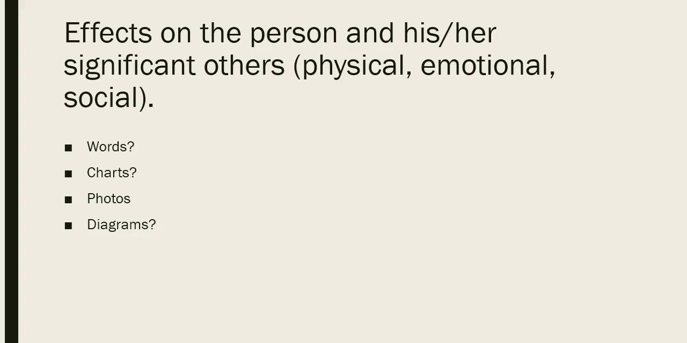The next part of your paper, and possibly of your slide presentation, is the effects of the disease or condition on the person and his or her significant others. And you should be talking about physical, emotional, and social effects. So again, we're looking at words, charts, photos, diagrams. It's up to you what you put here, but you should be talking about the effects of the disease or condition on the person and his or her significant others.